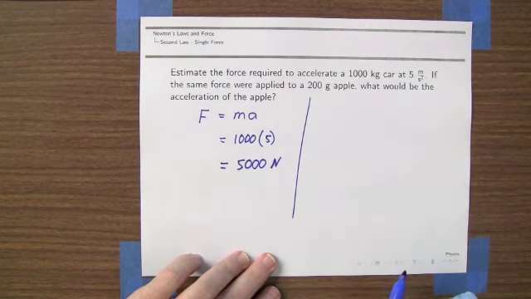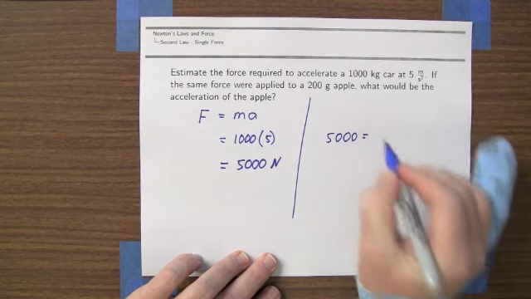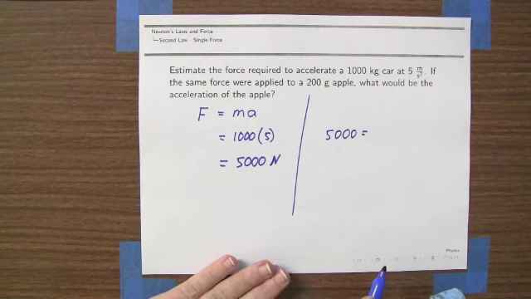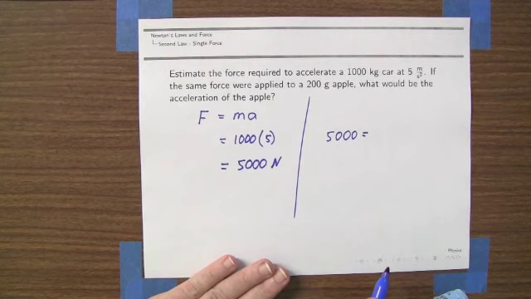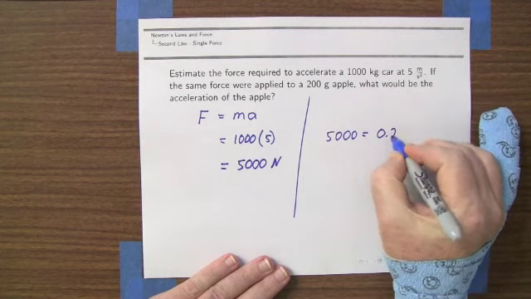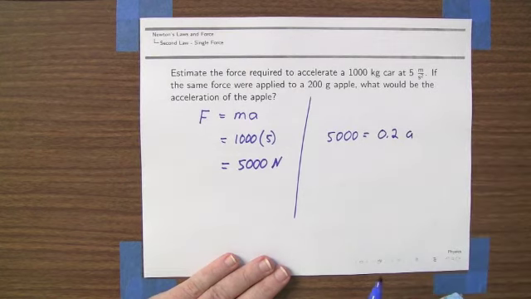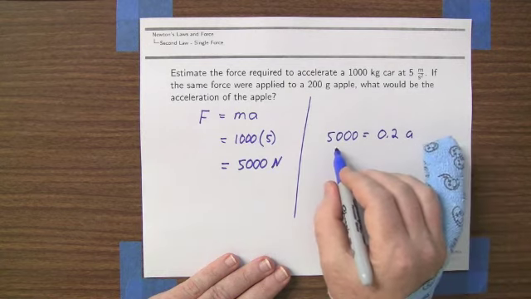Now, if I use the same force, so 5,000 equals, and what is my new mass? 200 grams. And what would that be in kilograms? Wait. 200 grams into kilograms. Going the wrong way. Oh, 0.2. Yeah, 0.2, times a. Alright, just so happens that 0.2 is the same as 1/5, so when you bring this to the other side, that turns out to be times 5.